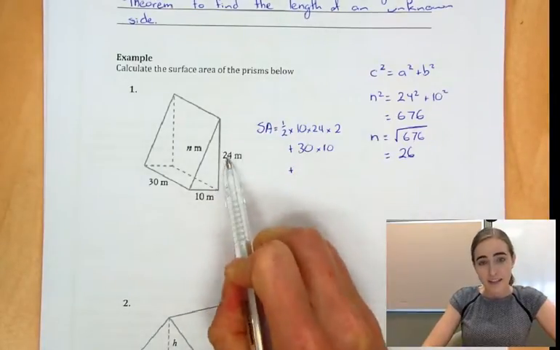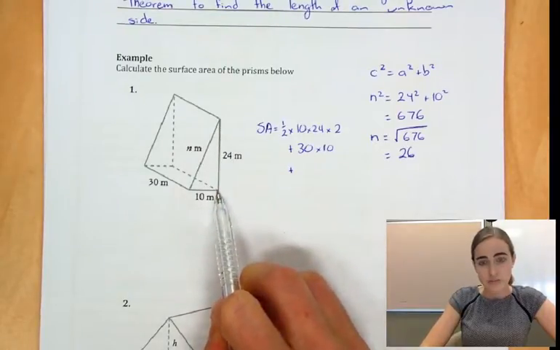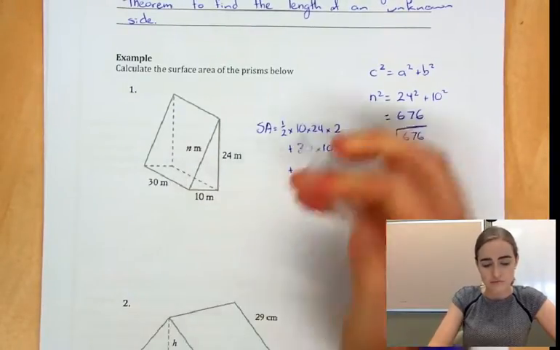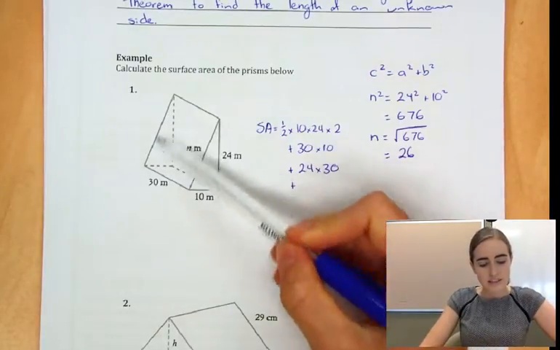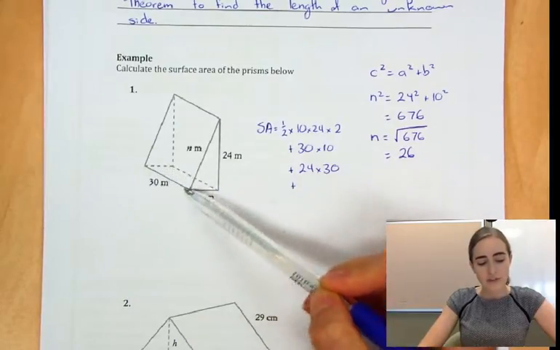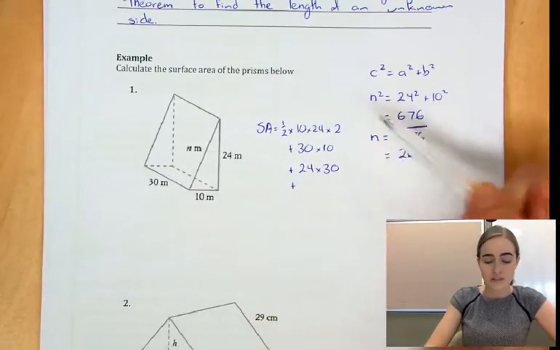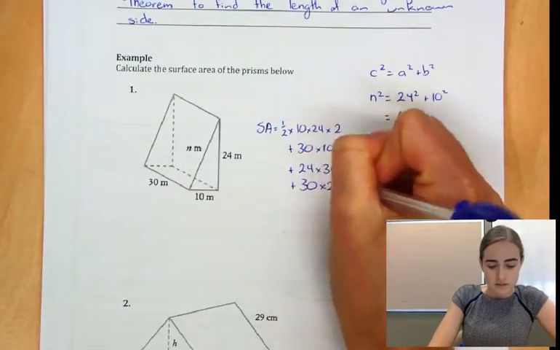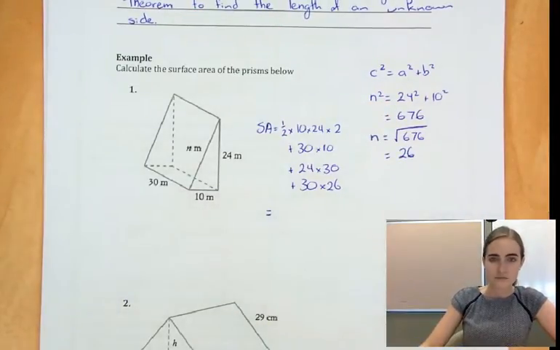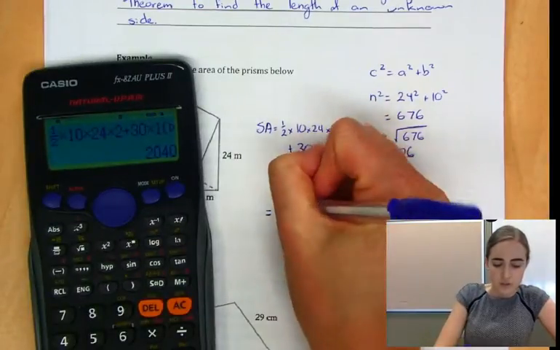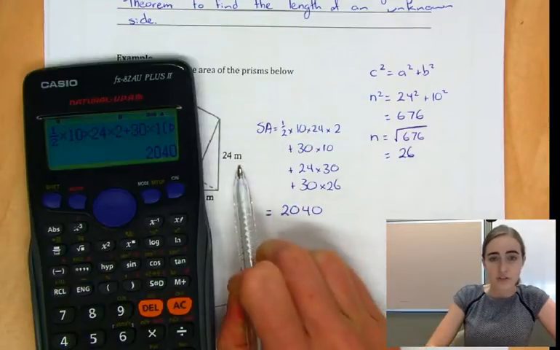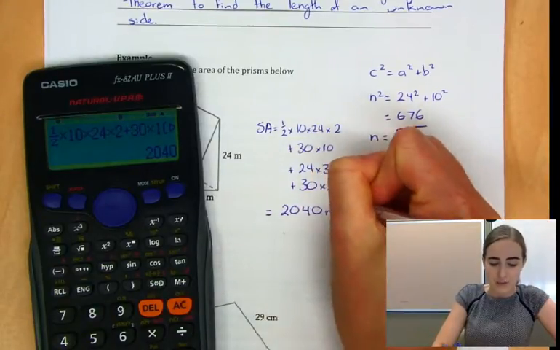If we look at the back, so we've got a rectangle that's 24 centimetres tall and 30 centimetres long. And then if we look at this slanted side along here, then we've got a base of 30 and that height of 26 that we just found. So we can put all of that in our calculator. And we'll end up with 2040. And because all our measurements were in meters, it's going to be meters squared.